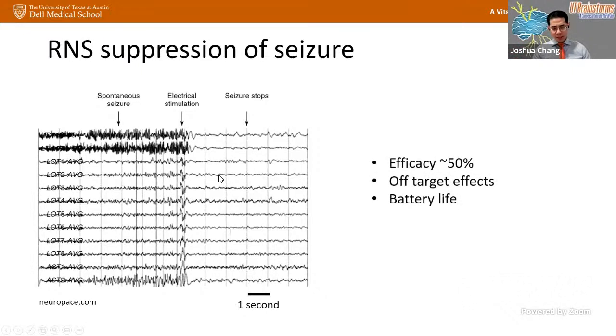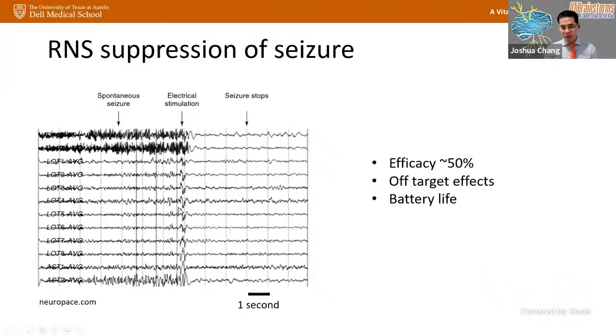Now, what's still a little bit of a challenge with even these kinds of devices today is that the efficacy is about 50%. It works about half the time. There are still off-target effects, and battery life is still an issue. You need to replace the battery. Last I checked, it was about 3 to 5 years, depending on how often these things are happening and how many bursts of stimuli are necessary.